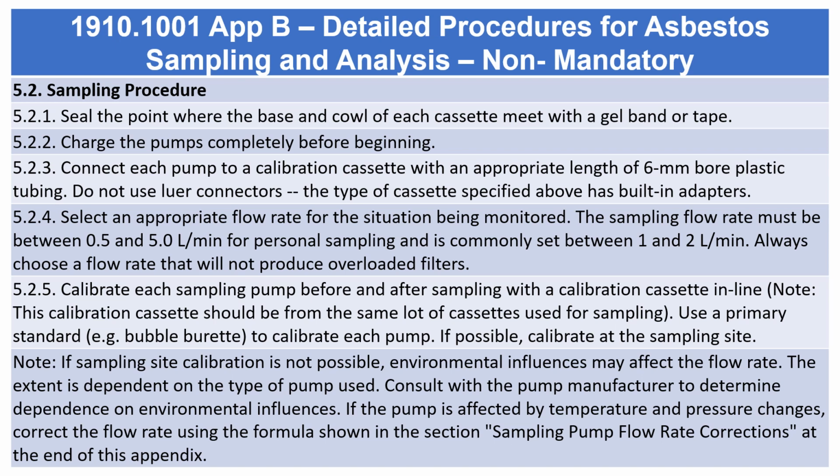Note: if sampling site calibration is not possible, environmental influences may affect the flow rate. The extent is dependent on the type of pump used. Consult with the pump manufacturer to determine dependence on environmental influences. If the pump is affected by temperature and pressure changes, correct the flow rate using the formula shown in the section Sampling Pump Flow Rate Corrections at the end of this appendix.